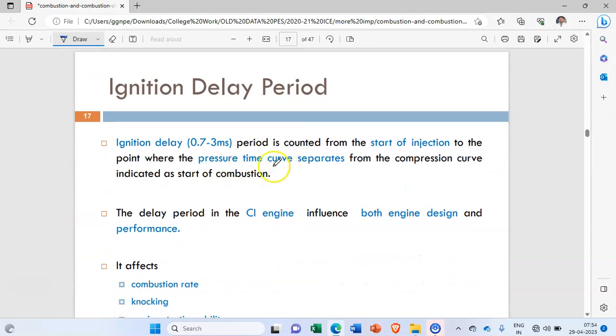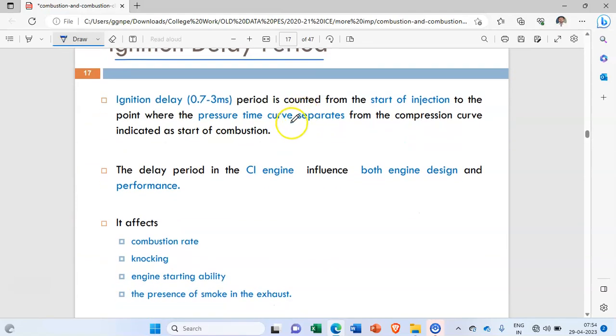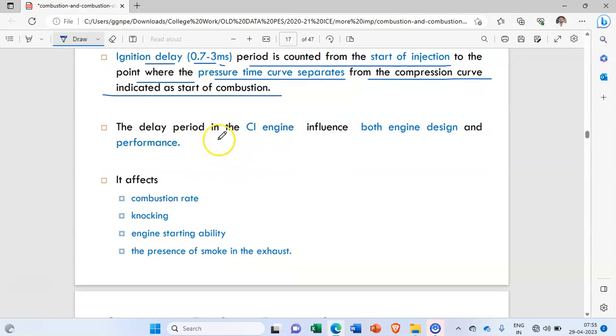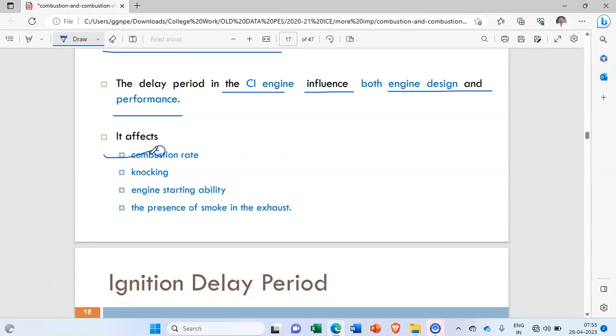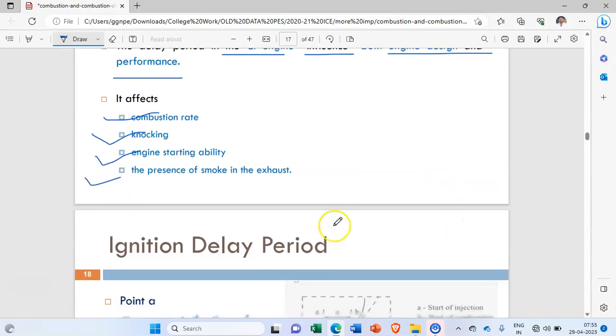Now let us discuss in detail about these processes. So what is ignition delay period? Ignition delay, that is generally a 0.7 to 3 millisecond period, is counted from the start of injection to the point where the pressure-time curve separates from the compression curve, indicated as start of combustion. The delay period in the CI engine influences both engine design and performance. It affects combustion rate, knocking, engine starting ability, and the presence of smoke in the combustion exhaust.